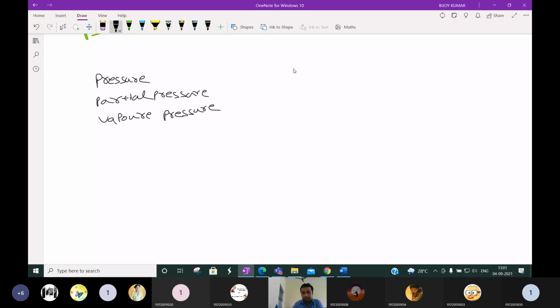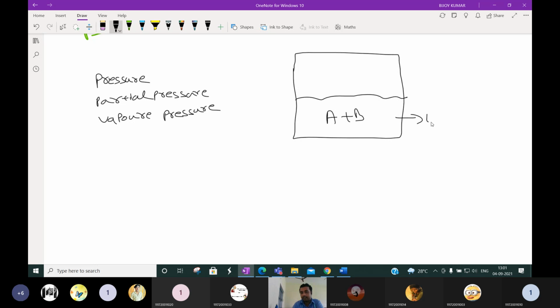Okay, please listen. Suppose in a closed container, two liquids are there: liquid A plus liquid B. This is in the liquid phase. Initially we kept only liquid. Then what is the mole fraction of A? Suppose Na is the moles of A and Nb is the moles of B.